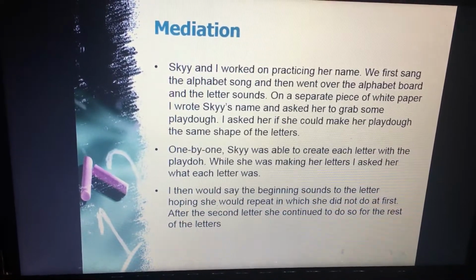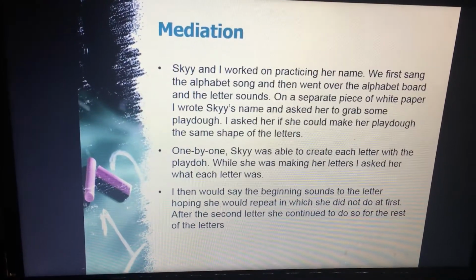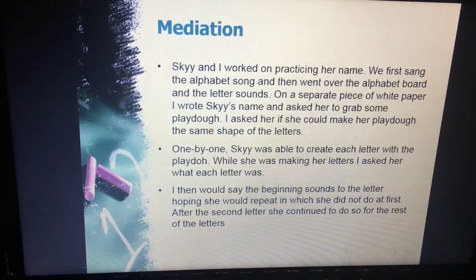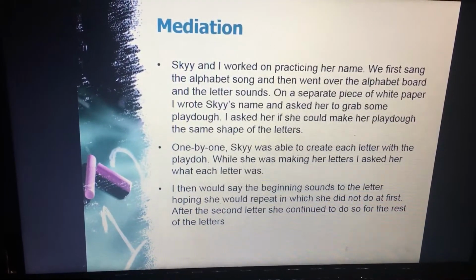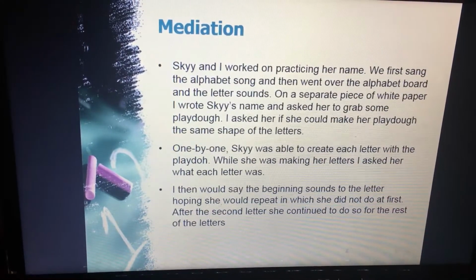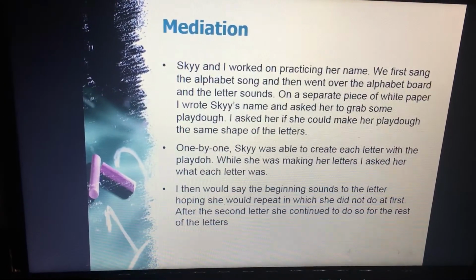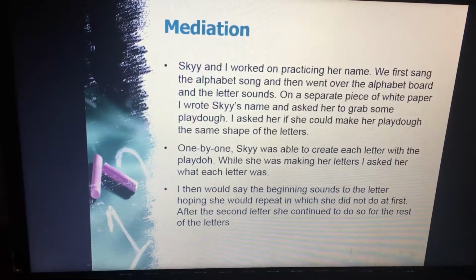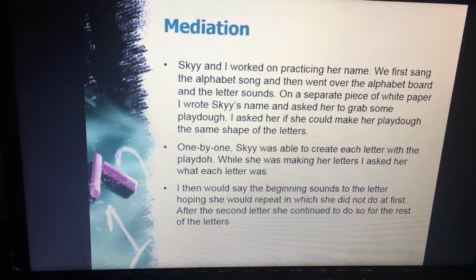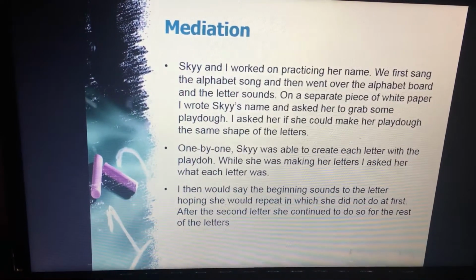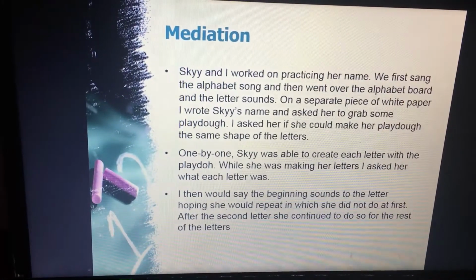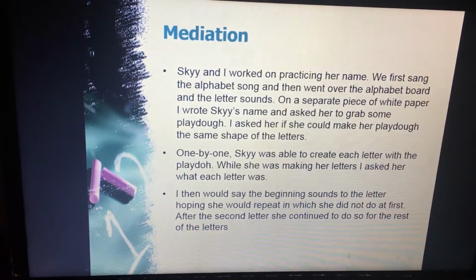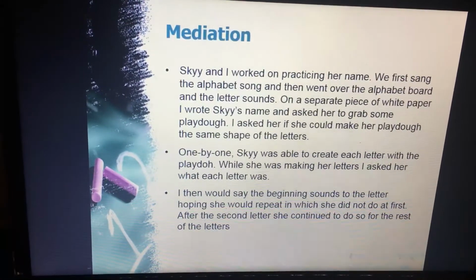During the mediation, Sky and I worked on practicing her name. We sang the alphabet song, and then we went over the alphabet board and the letters on a separate piece of white paper. I wrote Sky's name and asked her to grab some Play-Doh and asked her if she could make her Play-Doh as the same shape of the letters. One by one, Sky was able to create each letter with the Play-Doh. She was able to do the letters without me instructing her to do so again.